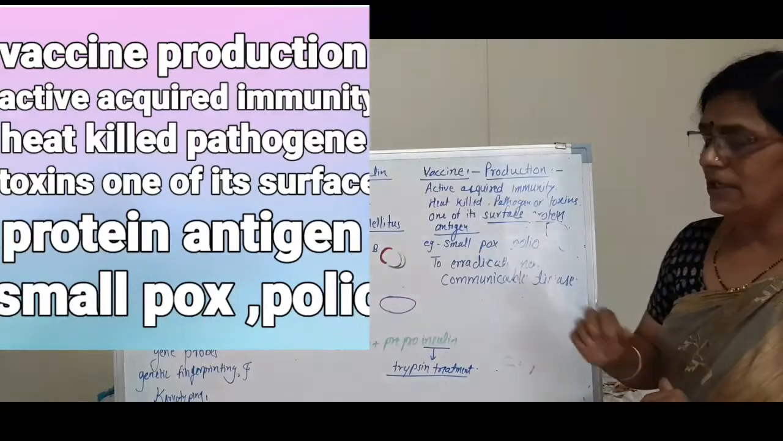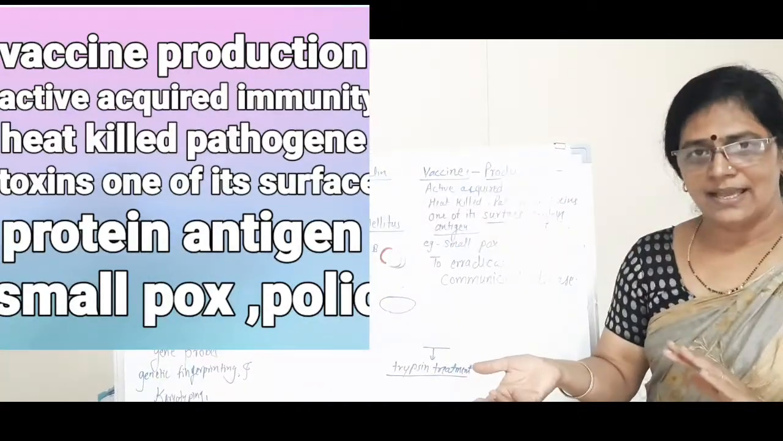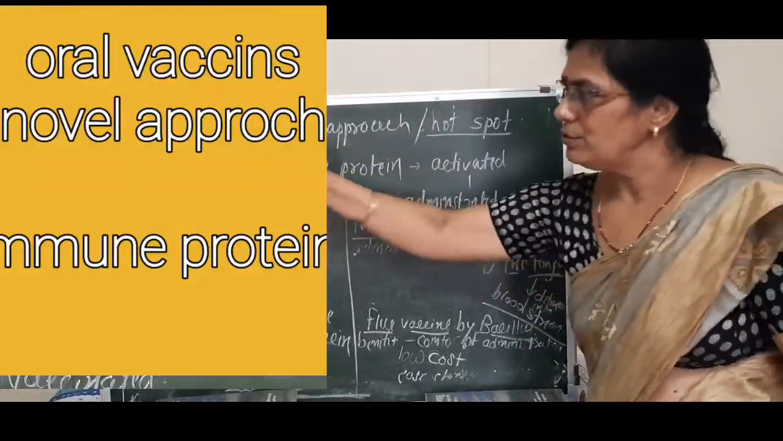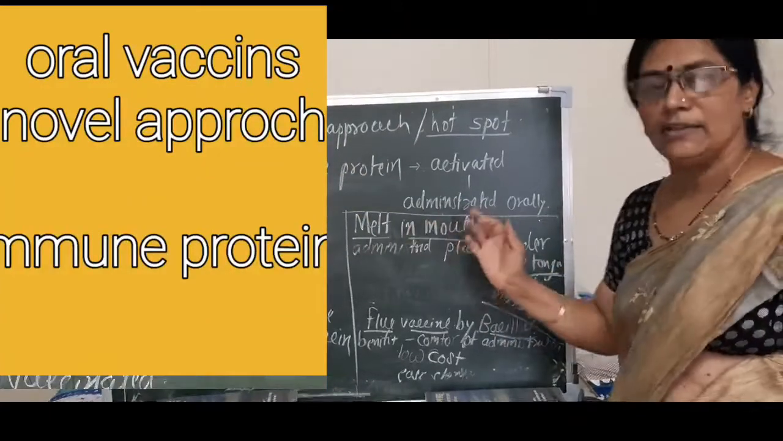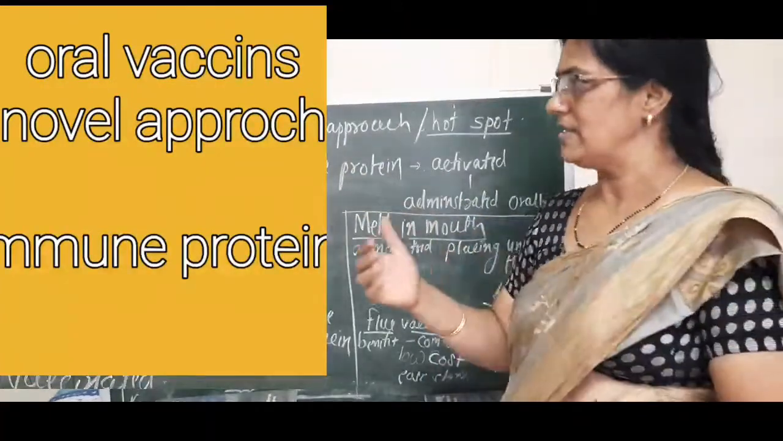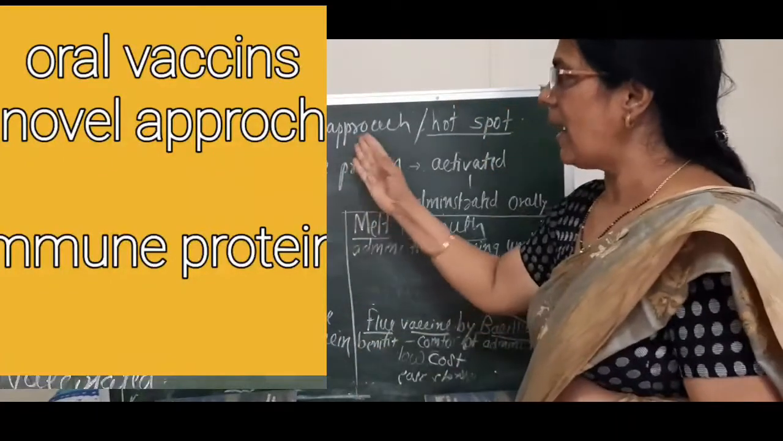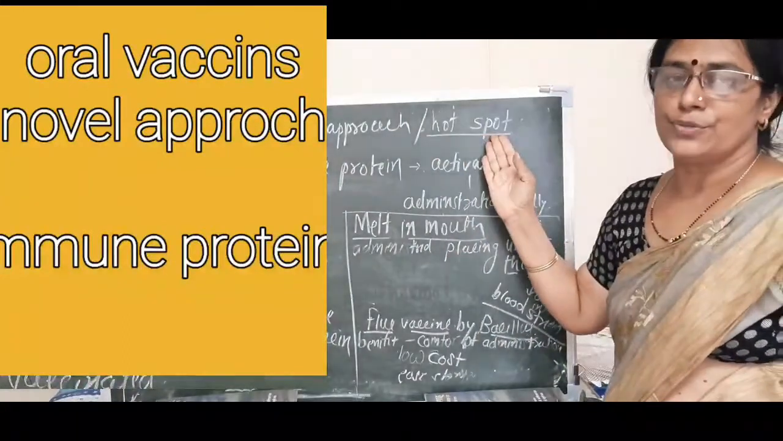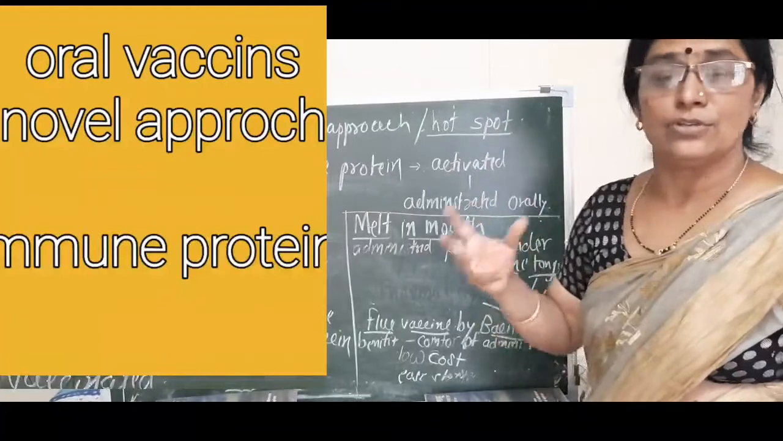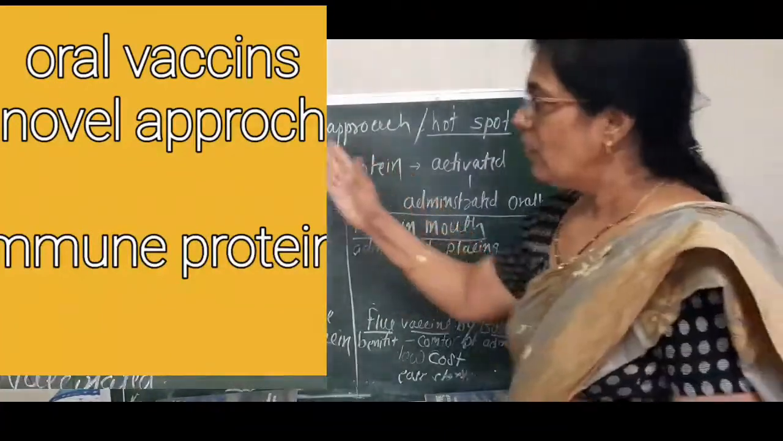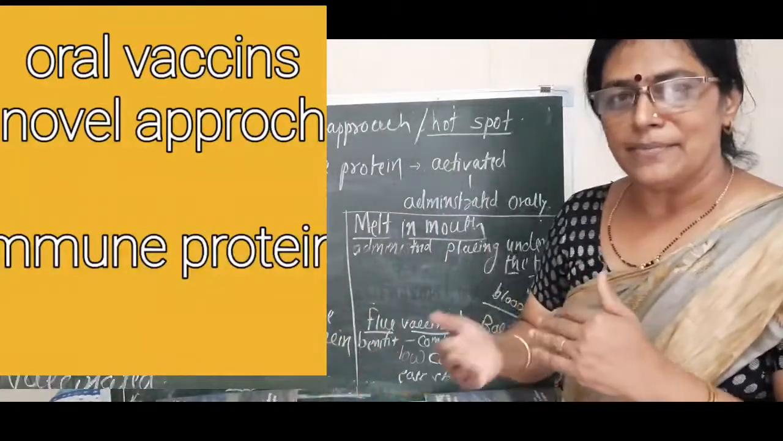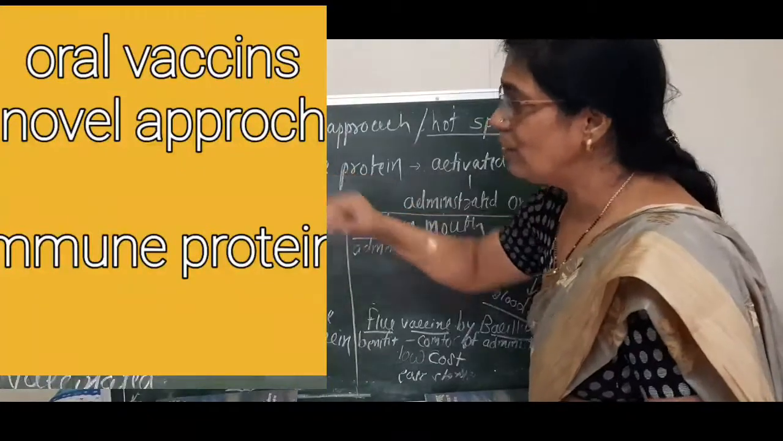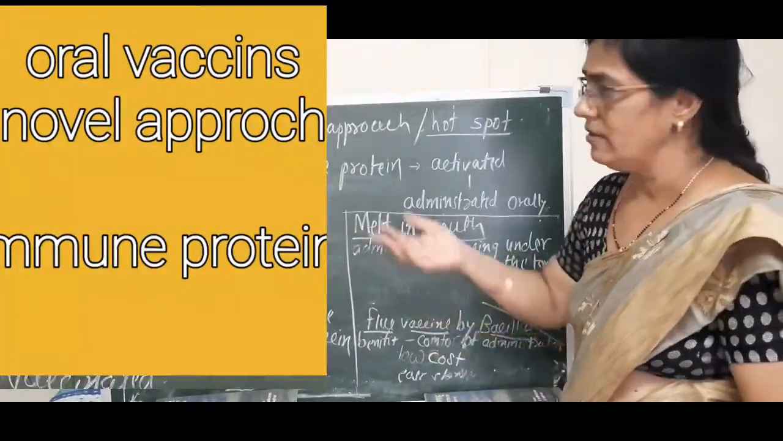There are two types of vaccines: oral vaccines as well as melt-in-the-mouth vaccines. So these two are the types of vaccines. The oral vaccine is a novel approach, and now it is becoming a hot spot in the vaccine field. The oral vaccine means it is administered orally. So the vaccines are given orally, and that's why it is called the oral vaccine.